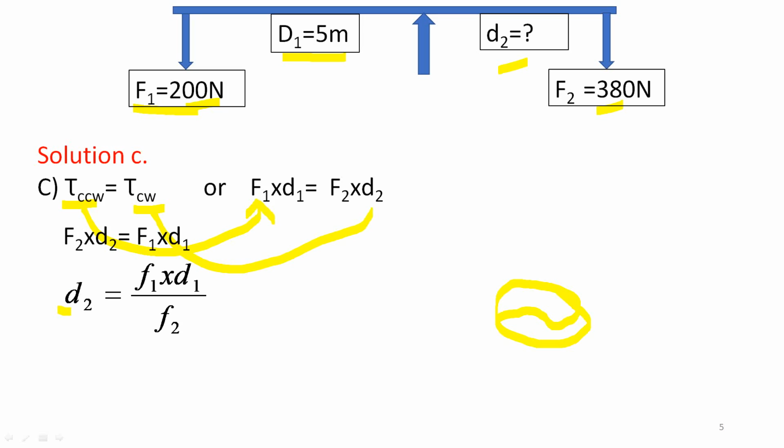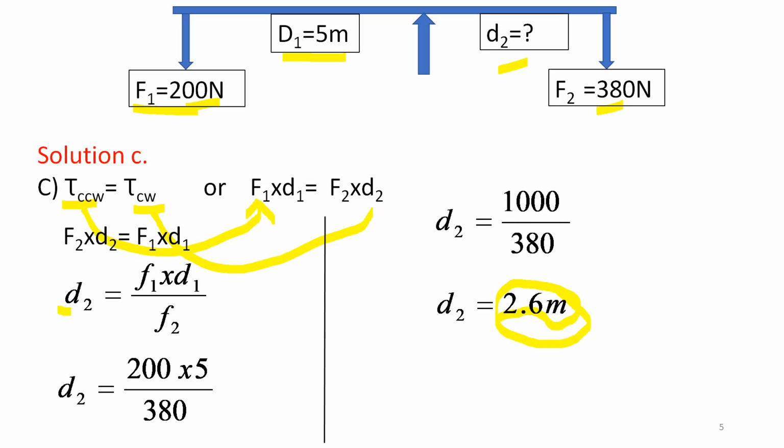We have got d2 here is equal to F1 times d1 divided by F2. And now let's replace the value of force and the displacements. d2 is not given, so we are keeping it separated on the other side. So F1 is 200 Newton, d1 is 5 meter, and we have got F2 380 Newton. Now when you calculate that, we get d2 of 2.6 meter. So that means if we place this F2 380 Newton 2.6 meter away from the pivot, then the bar is going to come at equilibrium.